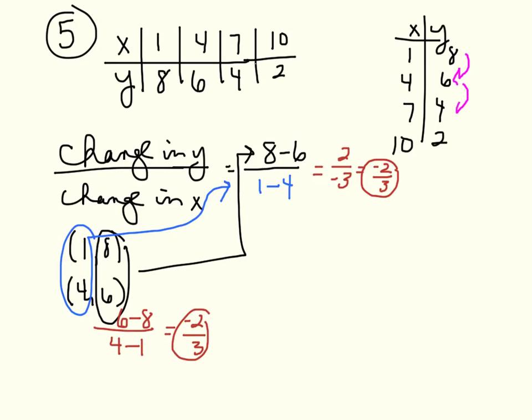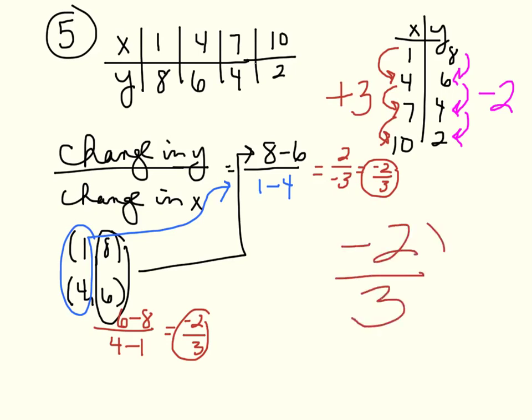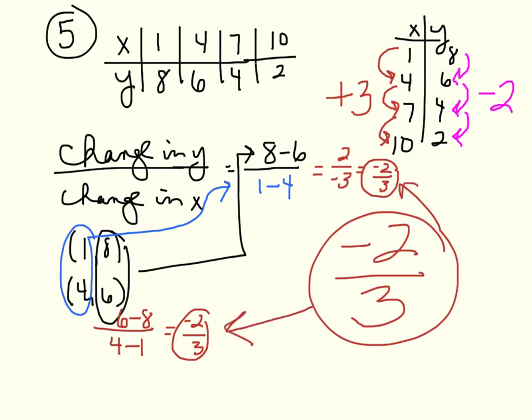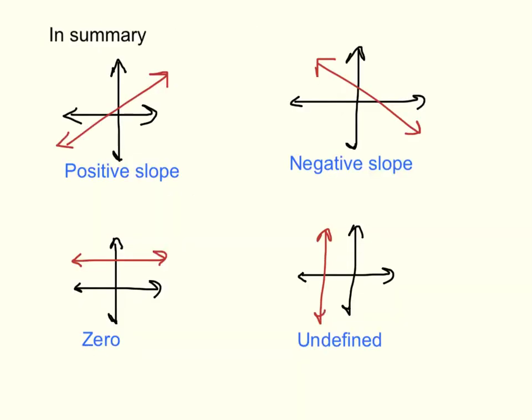A slope of negative 2/3 can also be done in this way. Change in y. What's happening every time from one ordered pair to the next? Your change in y goes down by 2. Your x value goes from 1 to 4, 4 to 7, 7 to 10. What's happening? Your change in x is 3. Therefore, change in y over change in x gives me the same value, negative 2/3. So you should know this line is going to be going downhill, so the slope is negative.